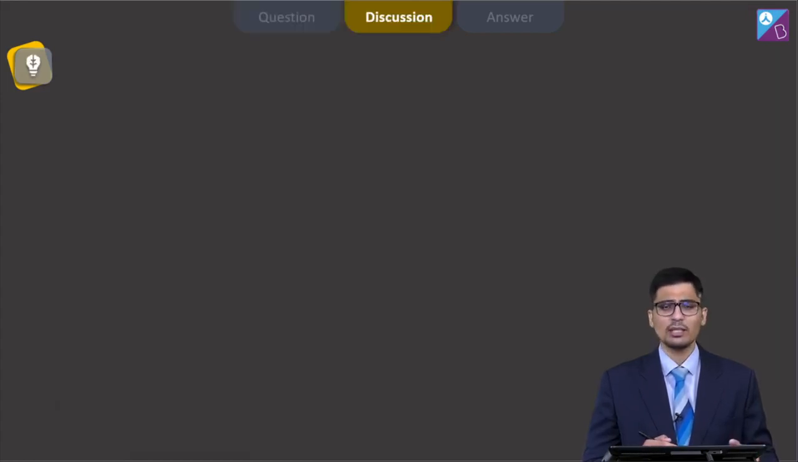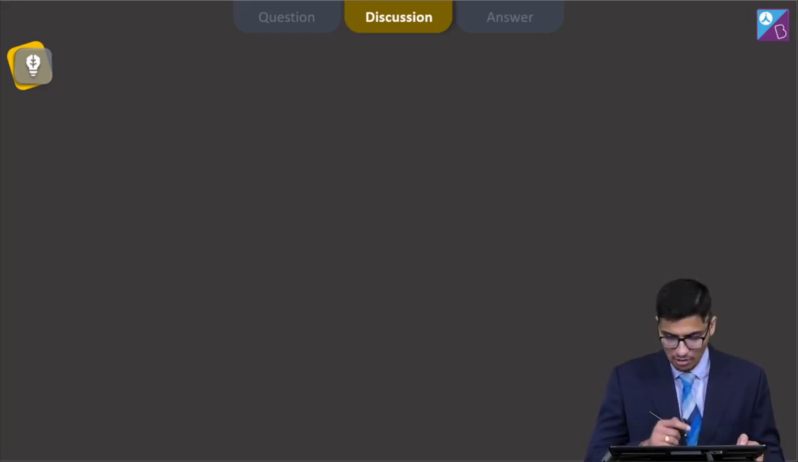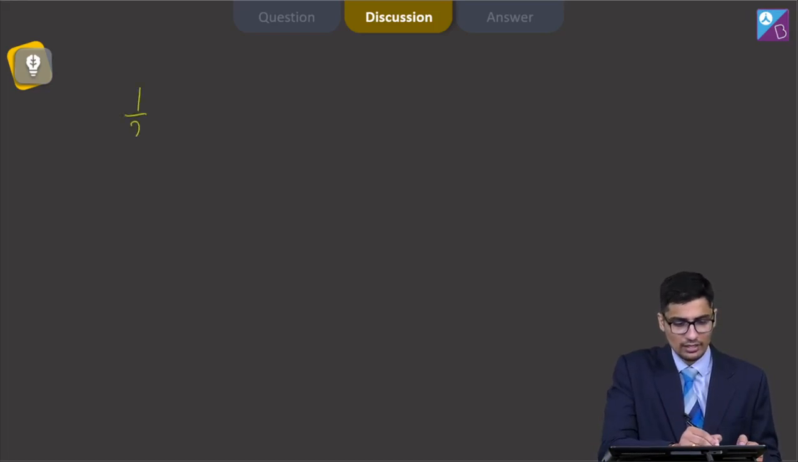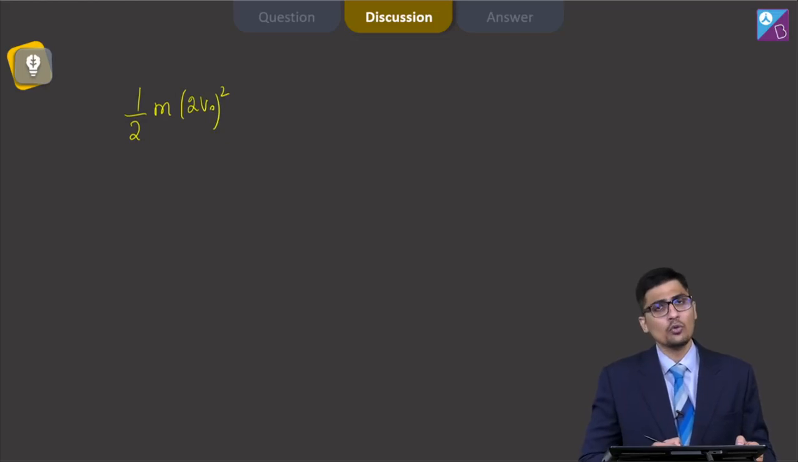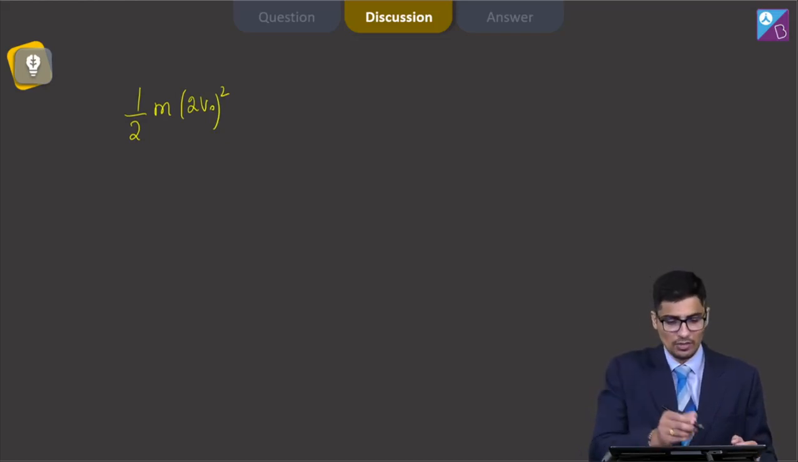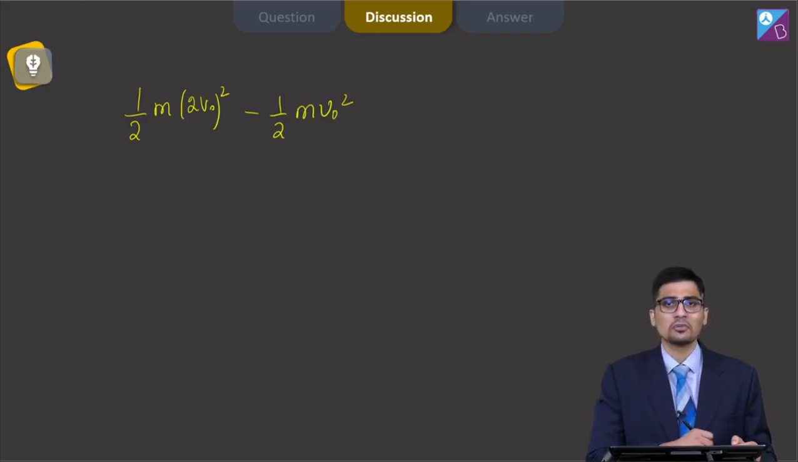Dear student, the key concept that will help us in solving this question is that the kinetic energy is changed only due to the external work done, and in this case the magnetic field does no work. The work is done only by the electric field. Now in this case the final kinetic energy is half m (2 V naught) square, where 2 V naught is the final speed. What is the initial speed? It is V naught, so the initial kinetic energy is half m V naught square.